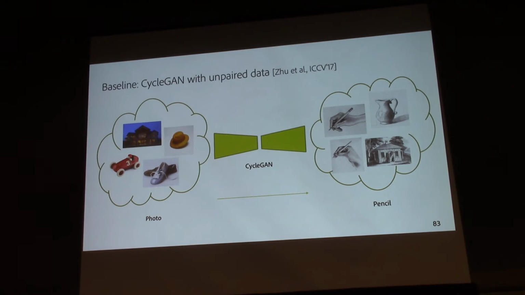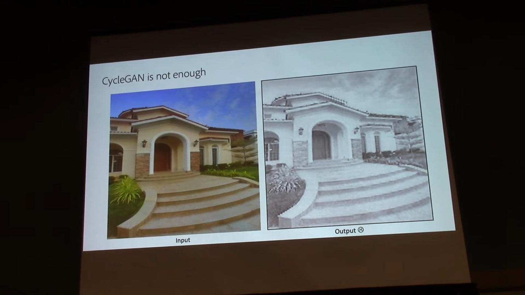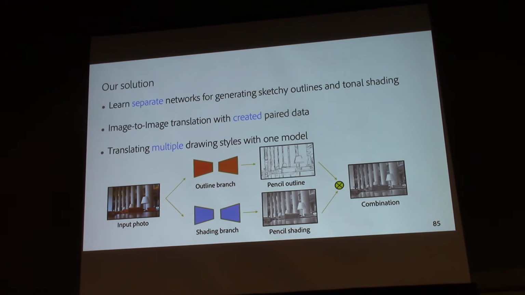So the naive baseline is CycleGAN, that was mentioned several times today. That is basically an unaligned style transfer or image translation method. And it does a decent job, but if you look carefully, you can still see quite a few artifacts, and the details are not really high. Our approach is basically to separate the problem into its outlines and shading aspects, and we have two networks, one that generates the outlines and one that generates the shading. And we basically create a paired data set. And then we can translate several different types of style into one, using one model, using our one-hot vector.